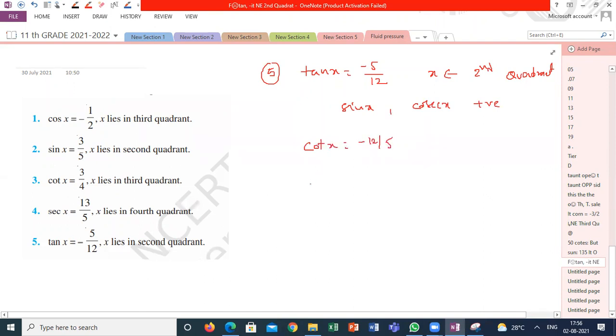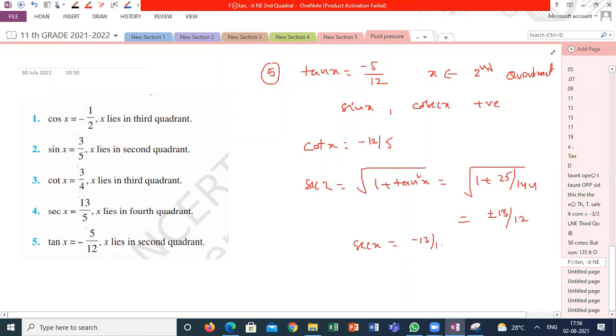Next is 1 plus tan square x equals secant square x. So secant x will be the root of 1 plus tan square x, so 1 plus 25 by 144. Yes, it will be minus 13 by 12. It's negative, so minus 13 by 12.